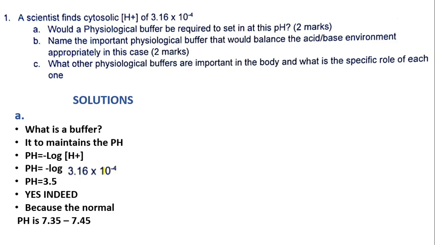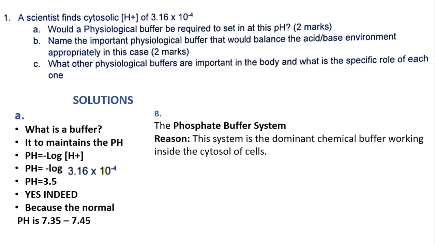Here the question is, they gave us a scientist finding cytosolic. Which buffer is responsible to maintain pH in the cytoplasm? Cytosolic means cytoplasm, or cytosol, which is the cytoplasm. Which specific buffer? The specific buffer is the phosphate buffer. This system requires a dominant chemical buffer working inside the cytosol of the cell, or the cytoplasm of the cell. This buffer, that's the answer, is the phosphate buffer. The clue was cytosolic.